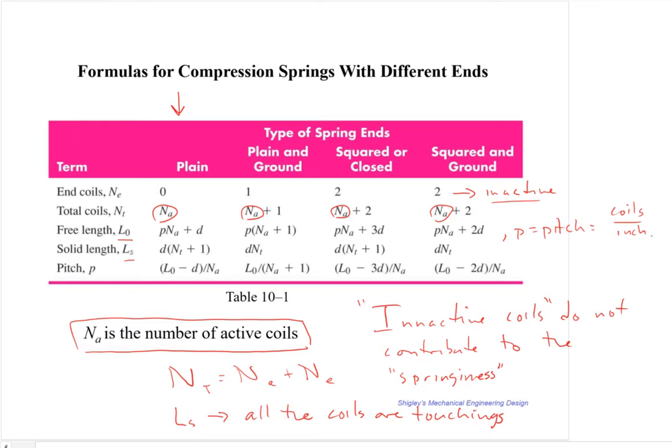And then lastly on this table, here's the pitch based on the free length and the number of active coils and all that sort of stuff. So you can actually calculate a lot of stuff here. You can calculate the number of active coils, free length, solid length, and pitch. And that's used in several different equations. So the main thing is to identify your end conditions, and then work through the table to calculate N sub A, L naught, L sub S, and your pitch P.